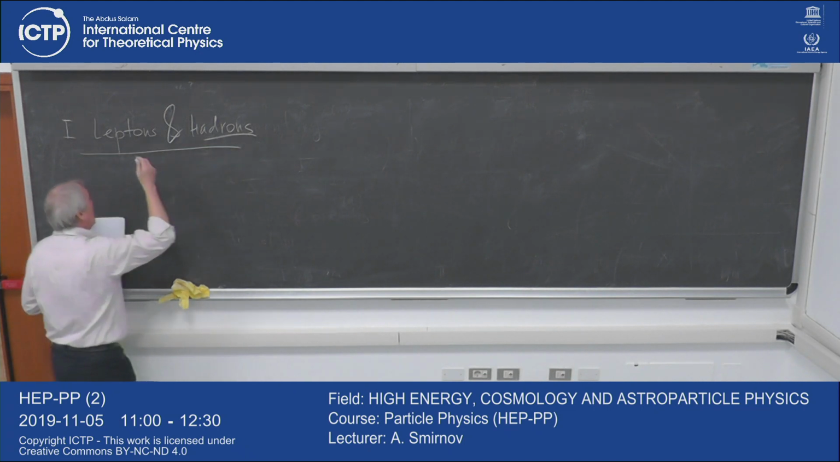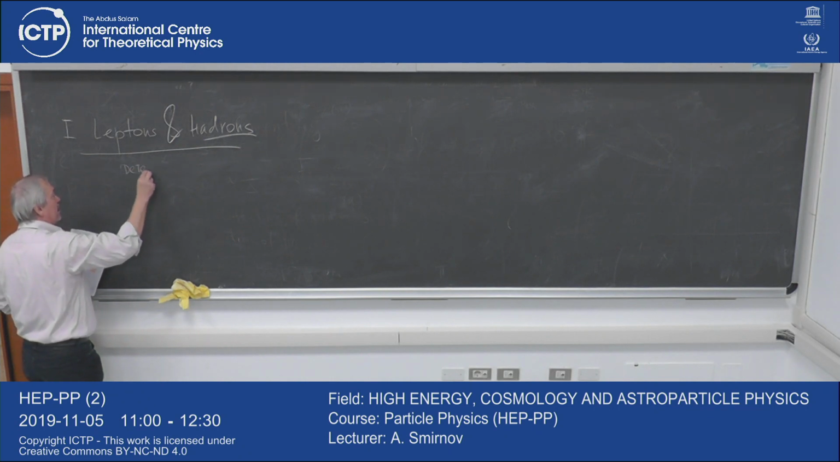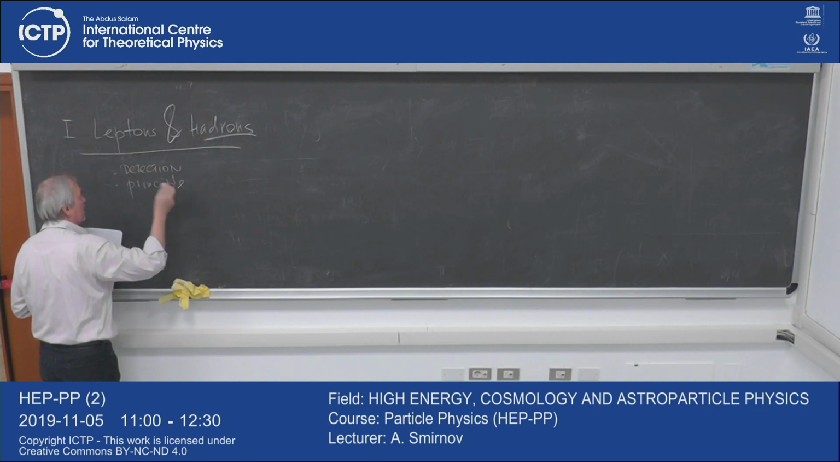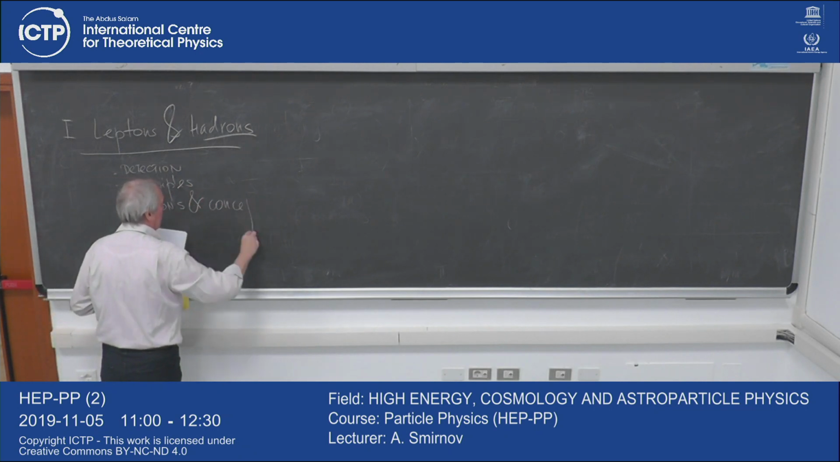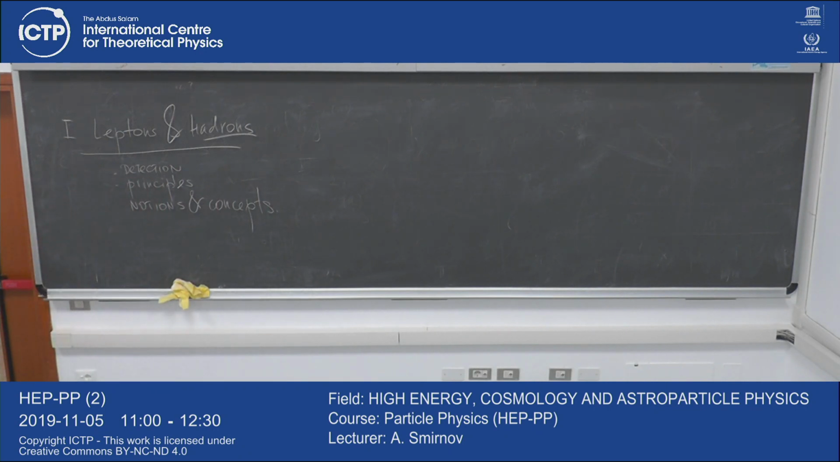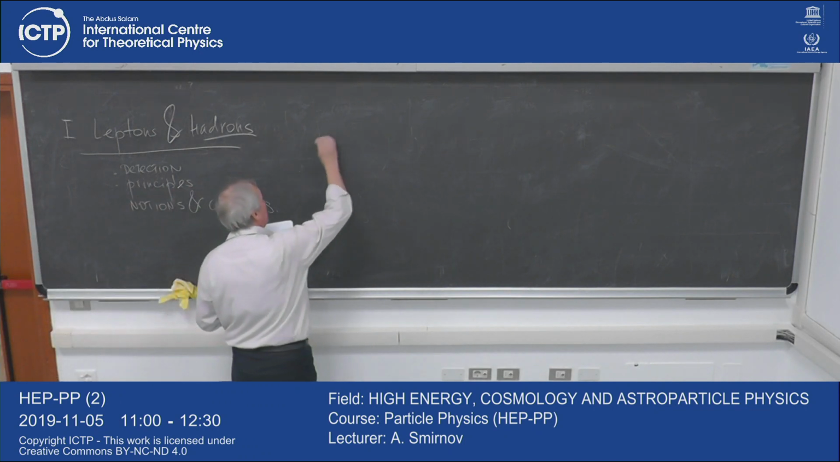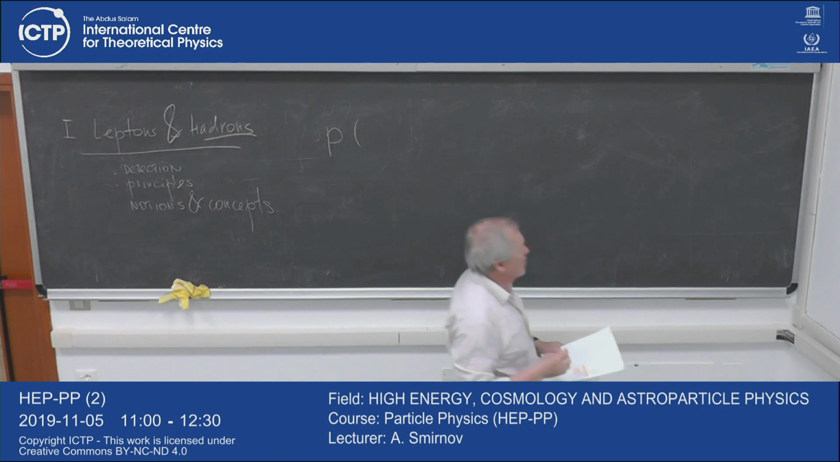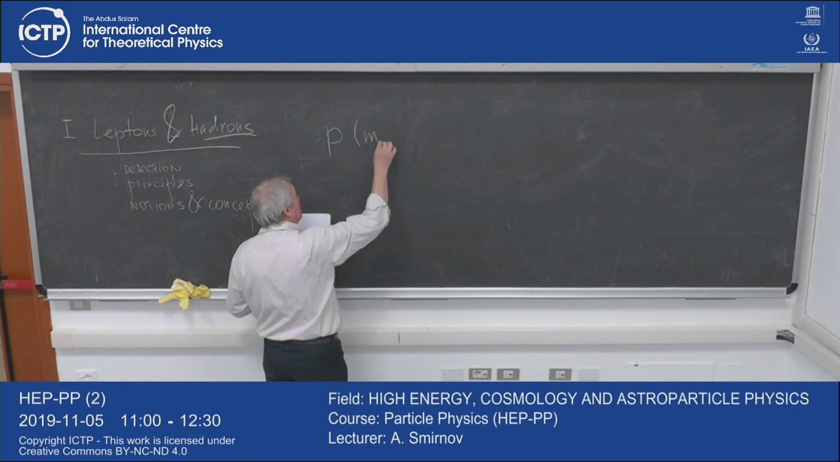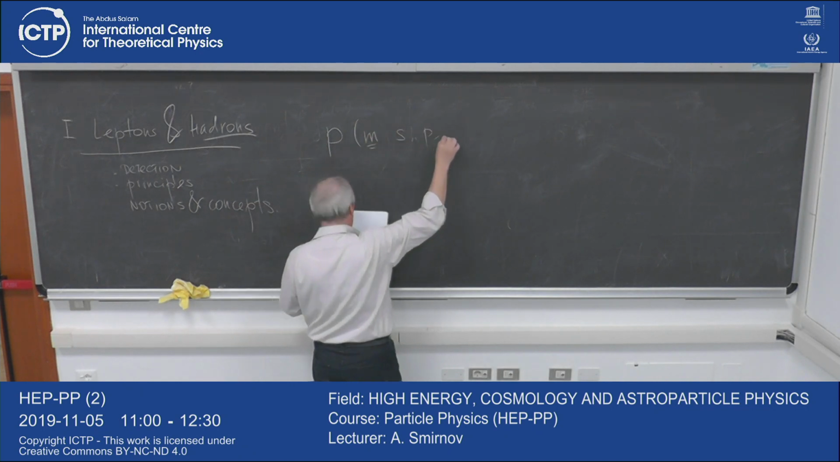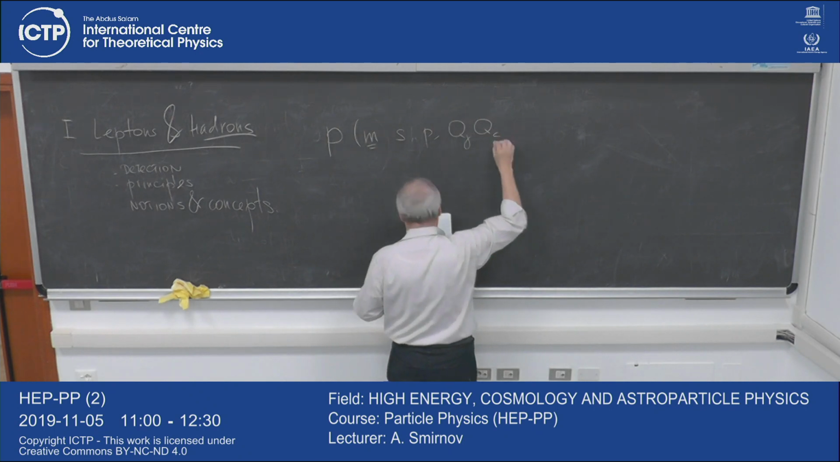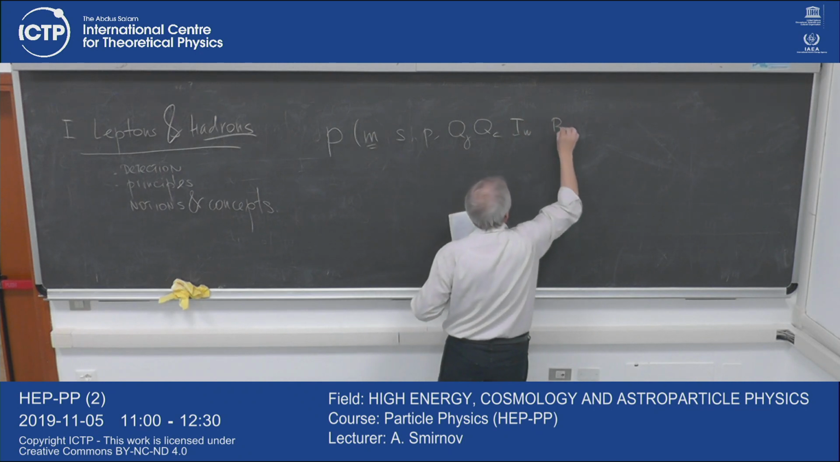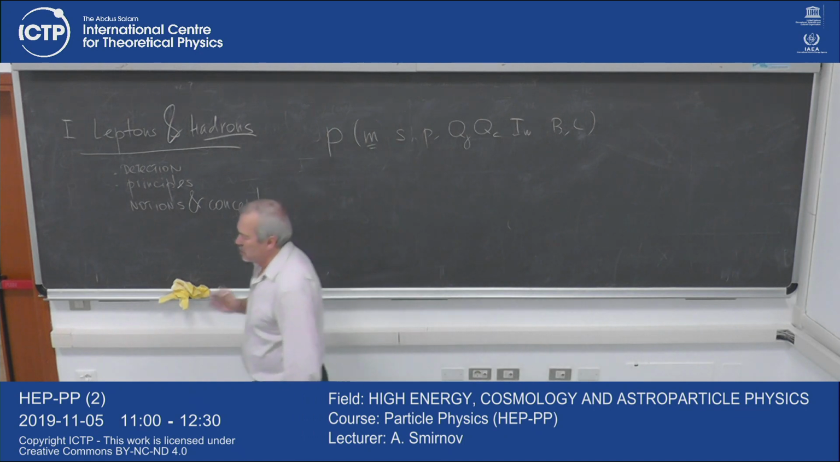So what I will discuss here, as I mentioned already, are detection of particles and principles and main notions and concepts. Remember, we define a particle as a point-like object, whose motion is described by quantum mechanics or quantum field theory, which has a number of characteristics: mass, spin, parity, and different charges, gamma, QCD, isospin, baryon, lepton number.